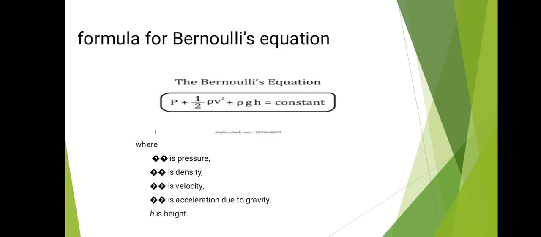For Bernoulli's equation, we can write P plus half rho v squared plus rho g h equals constant, where P is the pressure, rho is density, v is velocity, g is acceleration due to gravity, a constant value of 9.81, and h is height.